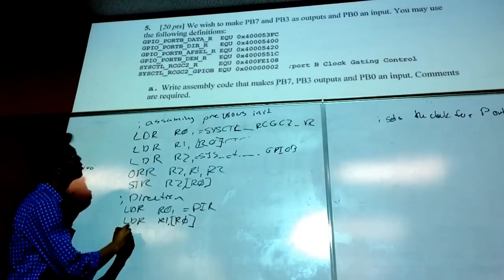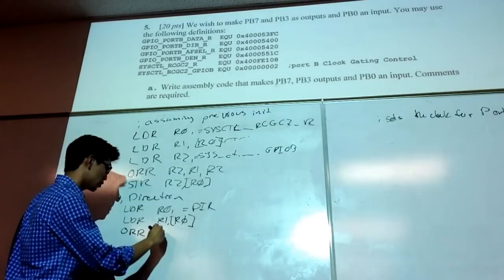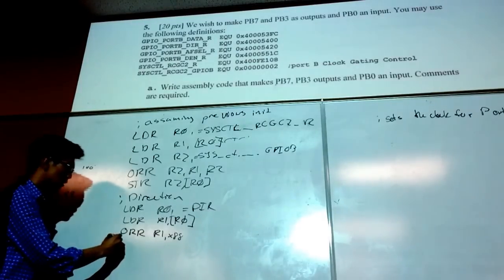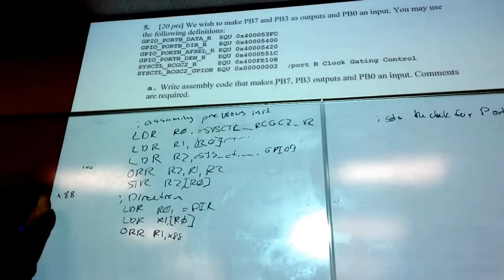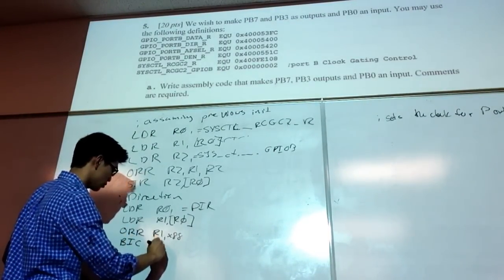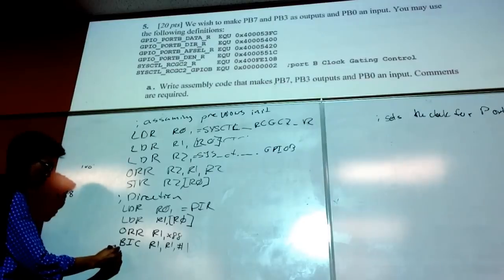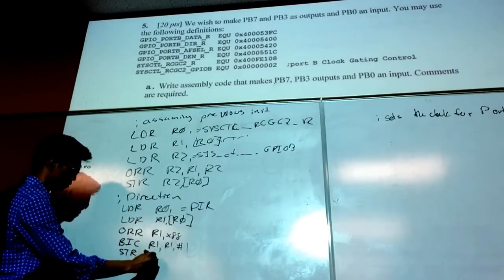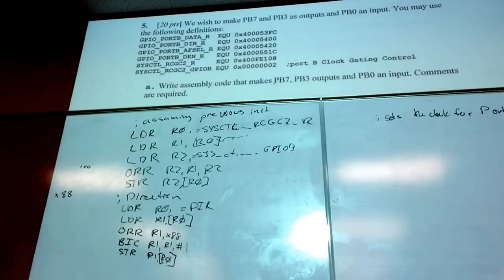Right. So then I want them to be outputs, so I'm going to OR R1 with 8. Is that correct? And then I'm going to store back. Oh wait, no. I have to make PB0 input, right? So then I'm going to do a bit clear, R1, R1. And then I'm going to store back. Okay. So that's for the first answer.